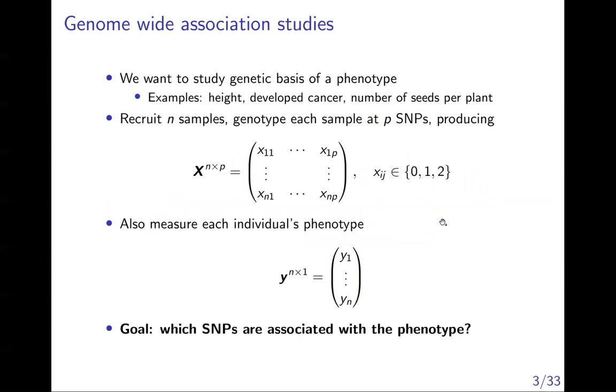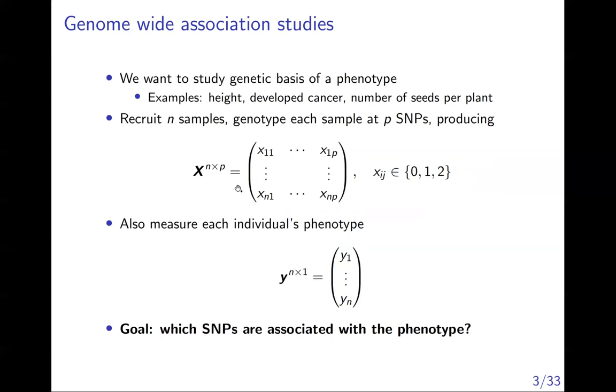So one of the most important topics discussed in this dissertation is Genome-Wide Association Studies, so GWAS. And in GWAS, we want to study the genetic basis of some phenotype, like height or whether you develop cancer. It could be any phenotype. What you do in GWAS is you recruit N samples, and then you genotype these samples at P SNPs. So these are just genotypes of your entire genome.